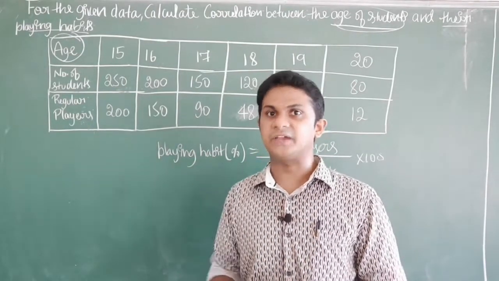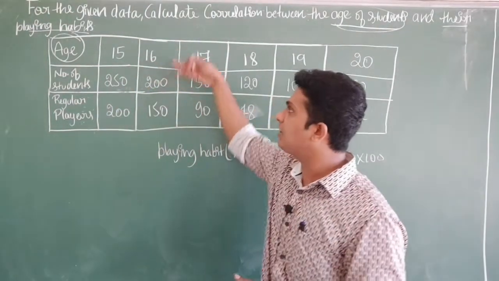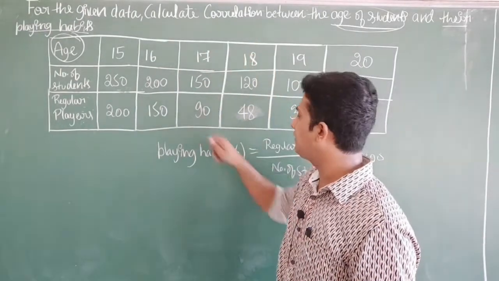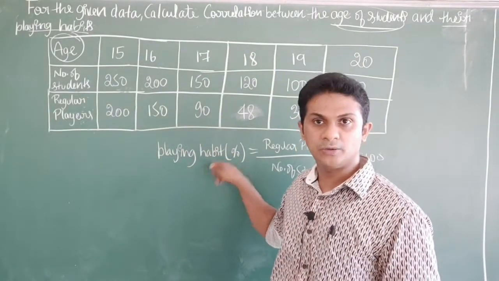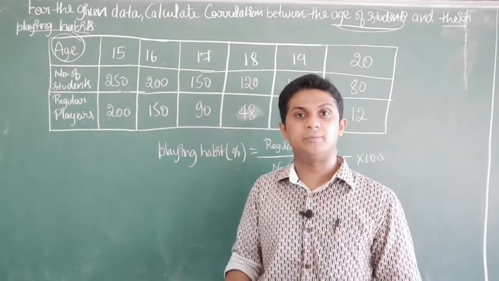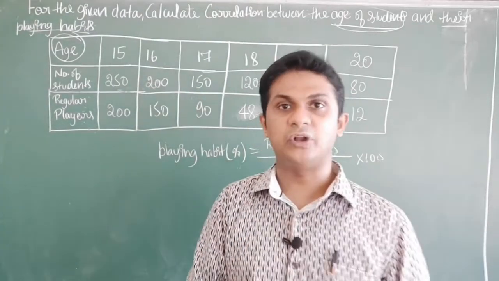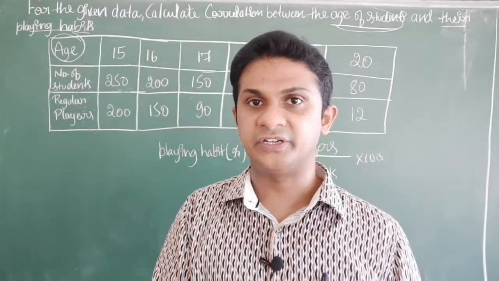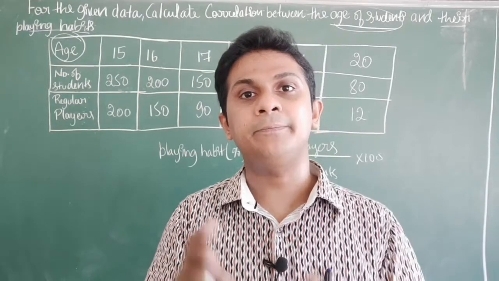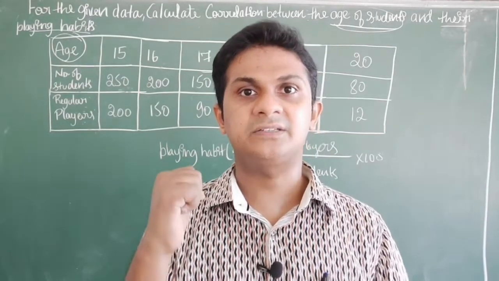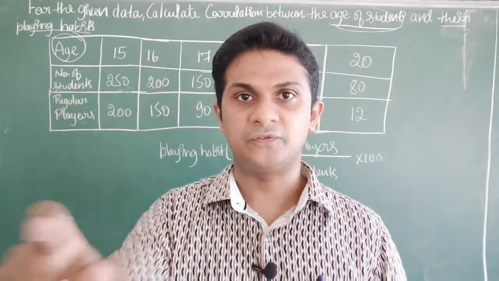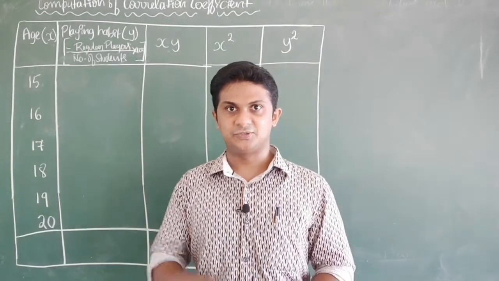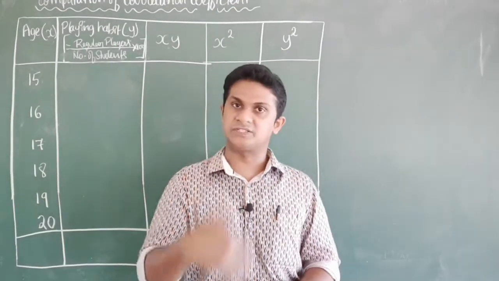So in this way, for each category of age group, we have to calculate a new variable called playing habit, and that variable should be used to calculate the correlation coefficient between age and playing habits. So that's what we are going to do now. Let's start our calculation. So we need two variables, age, which is already given.